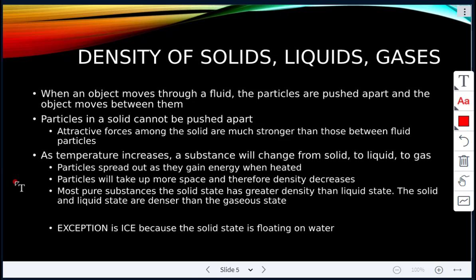For most pure substances, the solid state has a greater density than its liquid state. The solid and liquid states are denser than the gaseous state. The exception is water. When we take ice, the ice is actually able to float on water. And we'll see a quick video on why that is.